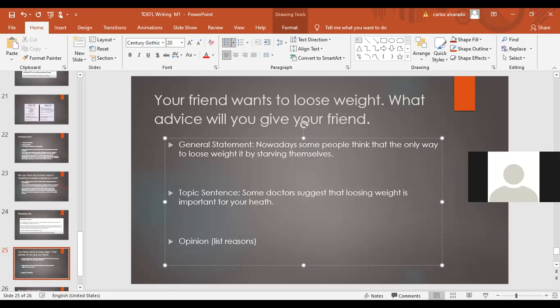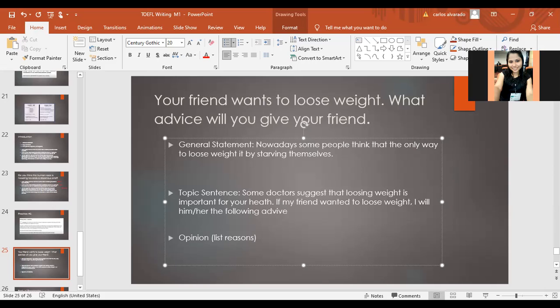I don't know if I heard you correctly because it was a little difficult to hear. But let's say, for example, podemos poner a topic sentence. Some doctors suggest that losing weight is important for your health. Now you can talk about your friend. If my friend wanted to lose weight, right? I will give him or her the following advice. Okay, so that can be a topic sentence.